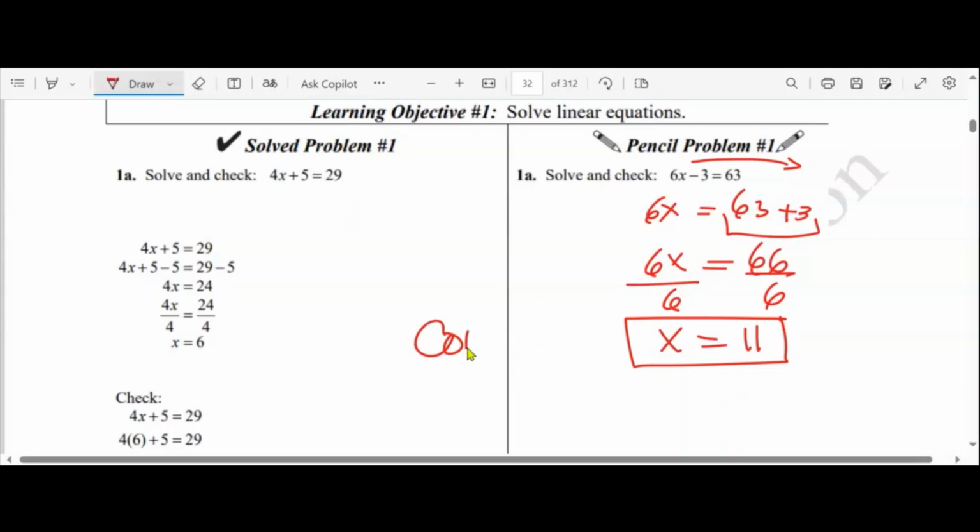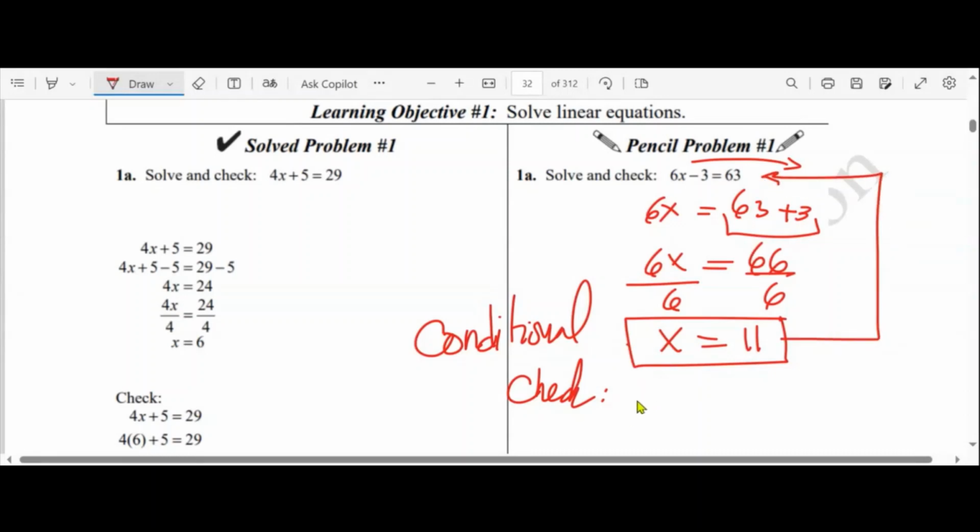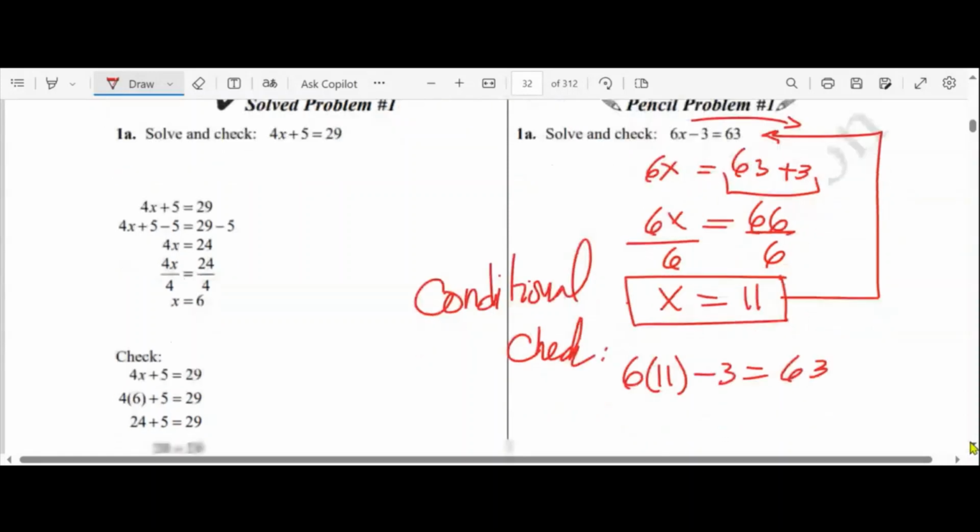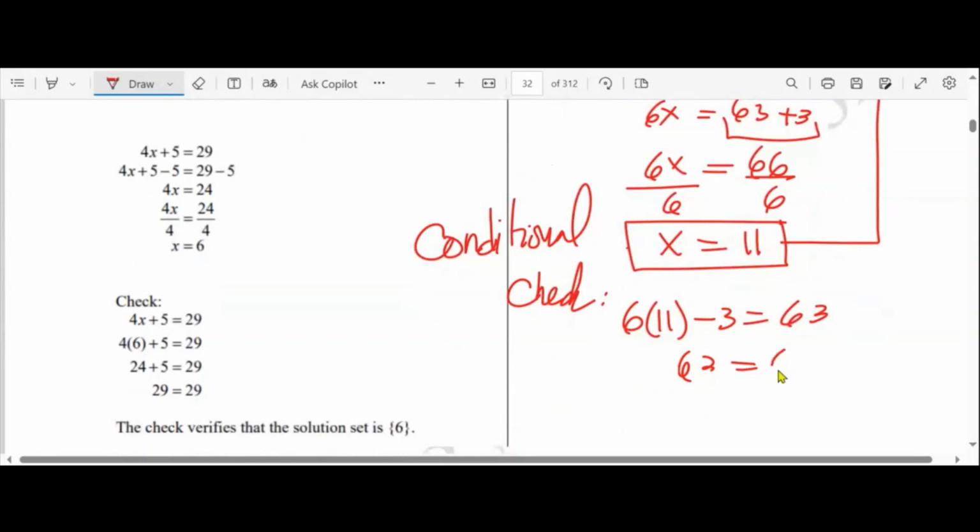So this is called what? Conditional. Okay. Remember, you have to check the answer, right? To make sure that this answer is correct. Check the answer by replacing this value into the original one and finding out if it's equal or not. Is this clear? So this gives you 63 equals 63. So your solution set is what? 11. Is this clear?